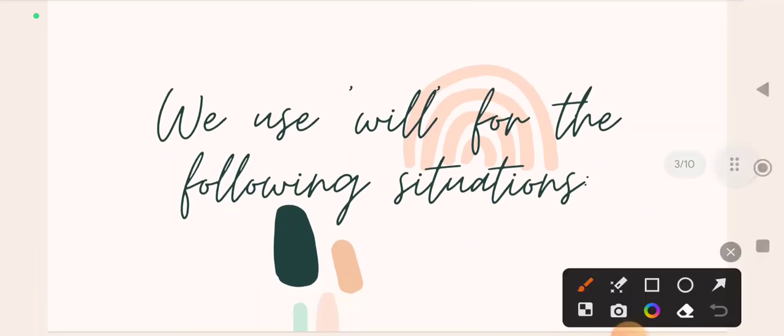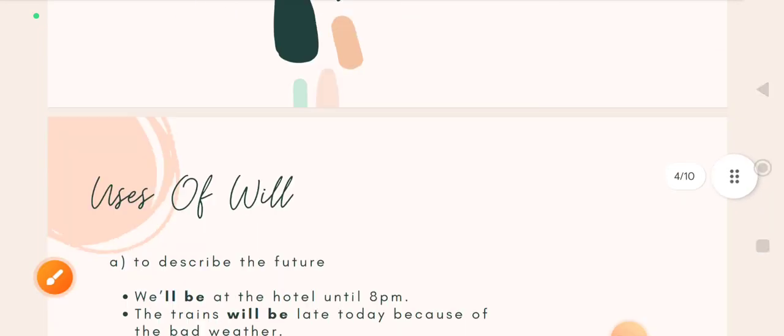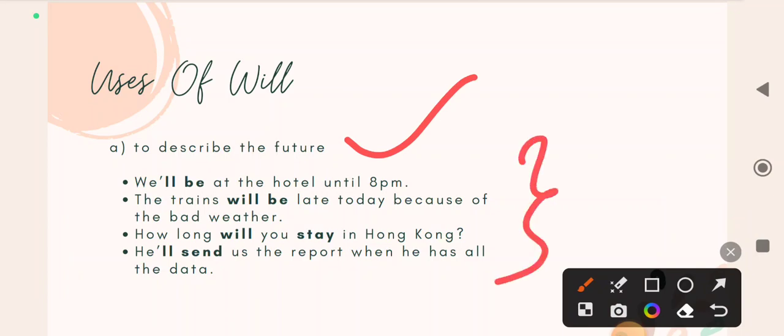So we'll understand some uses for will. What are some uses and how do we use will in different situations? Let's understand. The first use of will, as we all know, is to describe the future. For example, we will be at the hotel until 8 p.m. Or you can say the trains will be late today because of the bad weather.